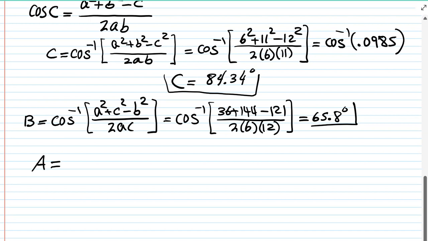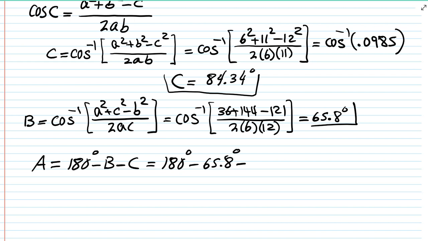So angle A, the measure of angle A, is going to be 180 minus B minus C. And that will do it for us. B is 65.8, and the other angle, angle C, was 84.34. And I got the measure of angle A to be 29.86 degrees. Okay, so the 3 sides are given, and that's what it turns out to be.